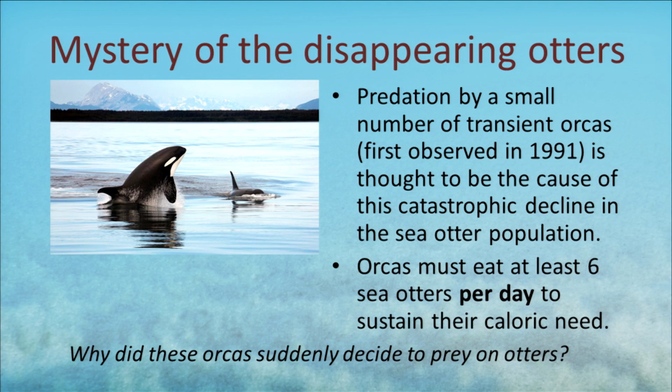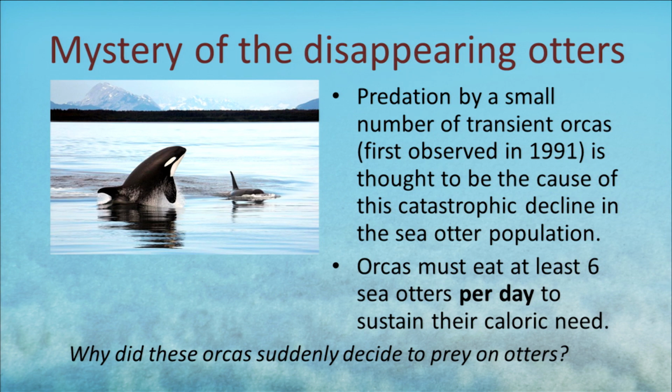What actually happened? Well, this problem was actually addressed by 2 researchers, Tim Tinker and Jim Estes of UC Santa Cruz, and in 1991 they actually observed an orca preying on an otter. Now, otters are not the normal food for orcas. In fact, you might think of it almost like orca popcorn because otters are small. So one orca would have to eat 6 otters a day in order to sustain their caloric need.